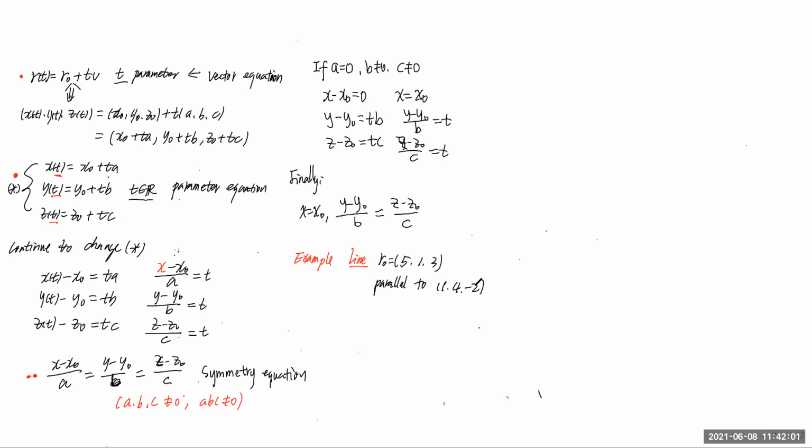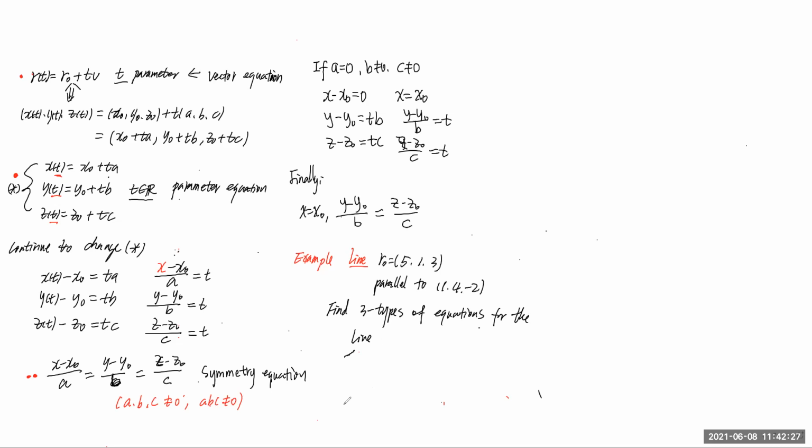For example, we have a line and this is a vector. The question is how to find the 3 types of equation for the line. Let me explain it more.